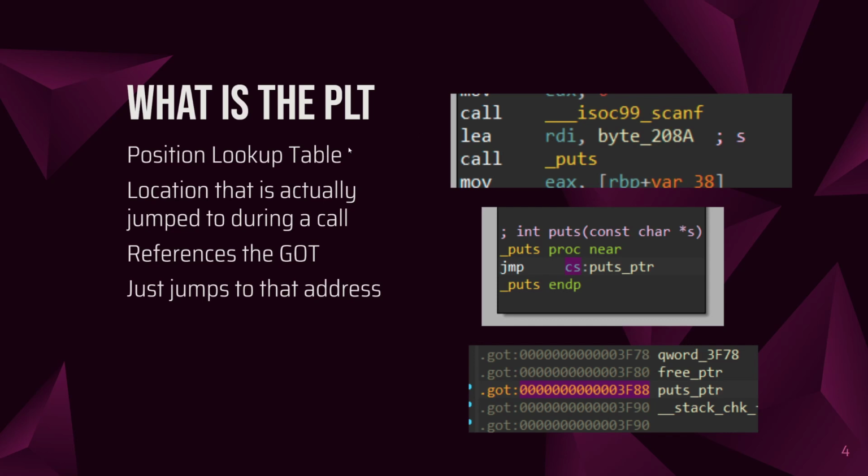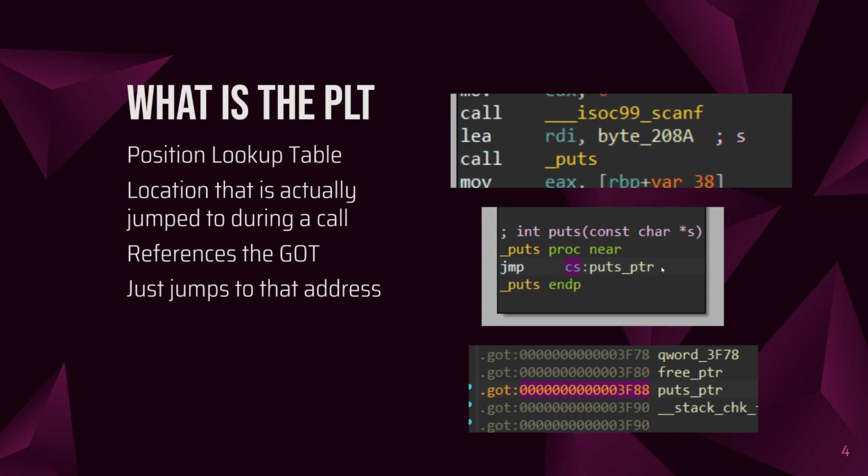The PLT is what helps the GOT. It's the procedure linkage table. When you call a function in a binary, this is actually what's getting called, because the binary knows right off the bat that this address is right here. So if you see call scanf or call puts in IDA, you might see something like this where it's jumping to the pointer of puts. And this is what points to the GOT, this value right here.